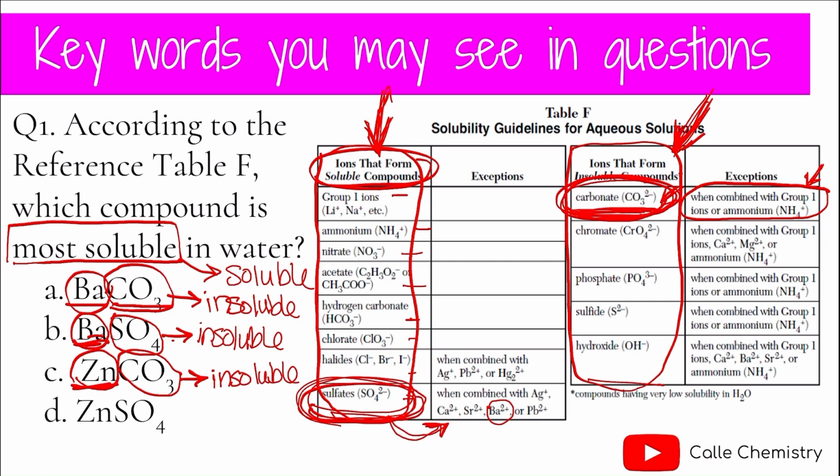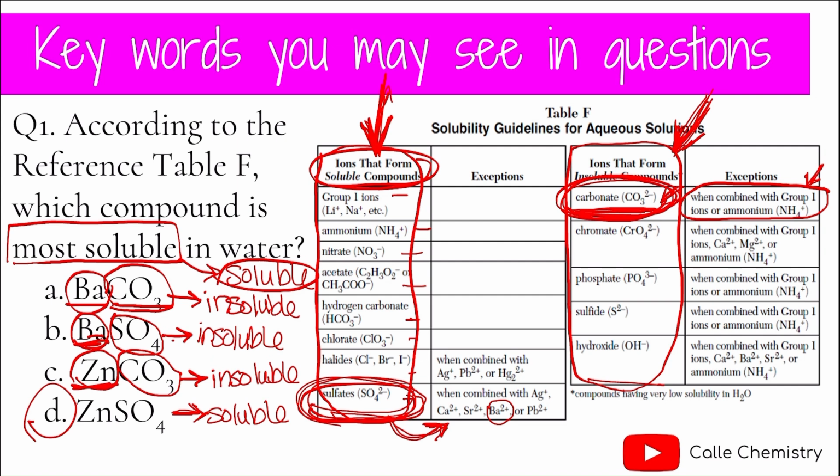Sulfate usually forms soluble compounds, except with Ca, Sr, Ba, Pb, Ag. Zinc is not one of those exceptions, so this is a soluble compound. So our answer for this, they're asking us which one is the most soluble. The only soluble one is D.